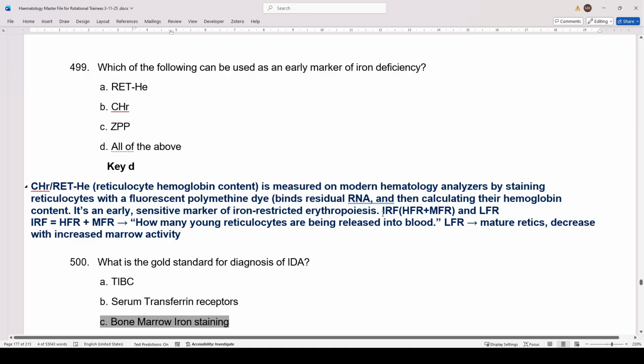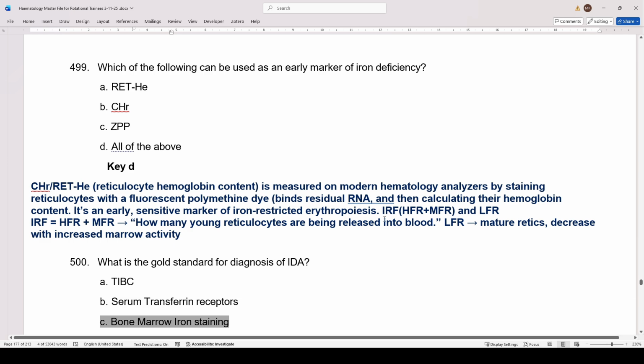If IRF is increased, note that IRF includes HFR and MFR, the high fluorescence reticulocytes and medium fluorescence reticulocytes. If IRF is increased, it tells us that young reticulocytes are released from the bone marrow into the blood. It tells about bone marrow recovery, a hyperproliferative state of the marrow, that the bone marrow is working well. In hemolysis, IRF is also increased. In ineffective erythropoiesis, IRF is increased.